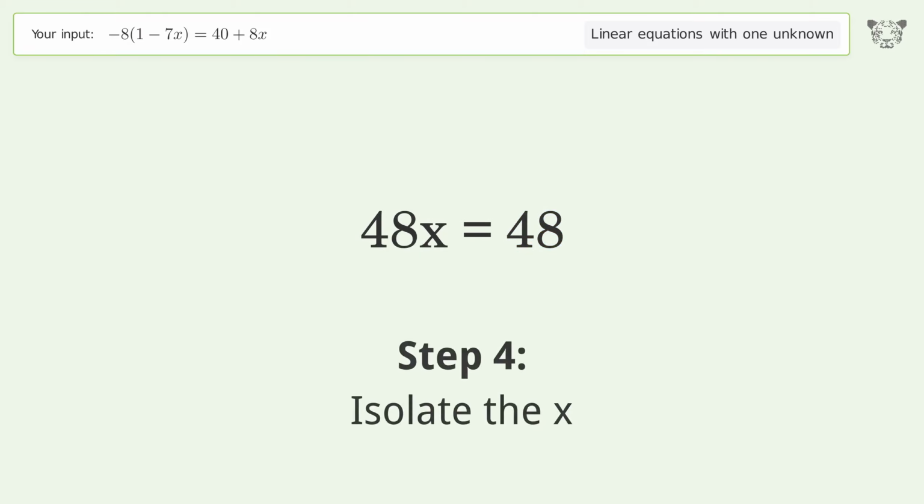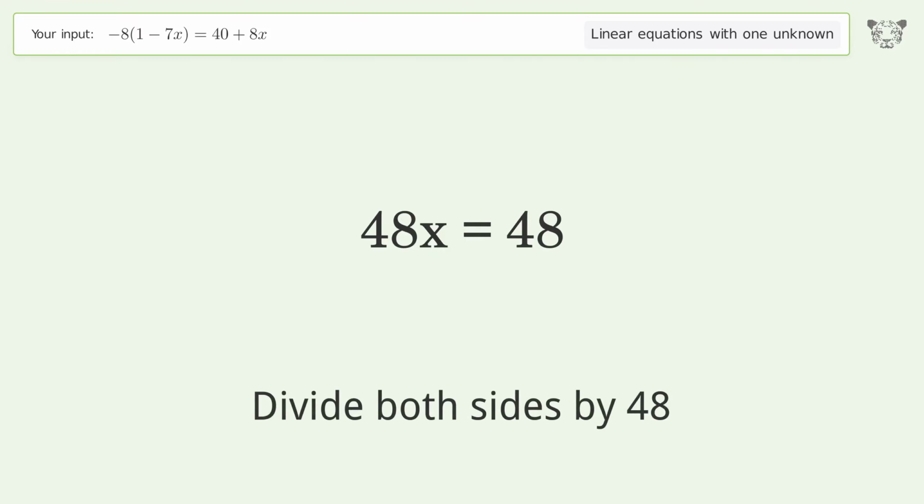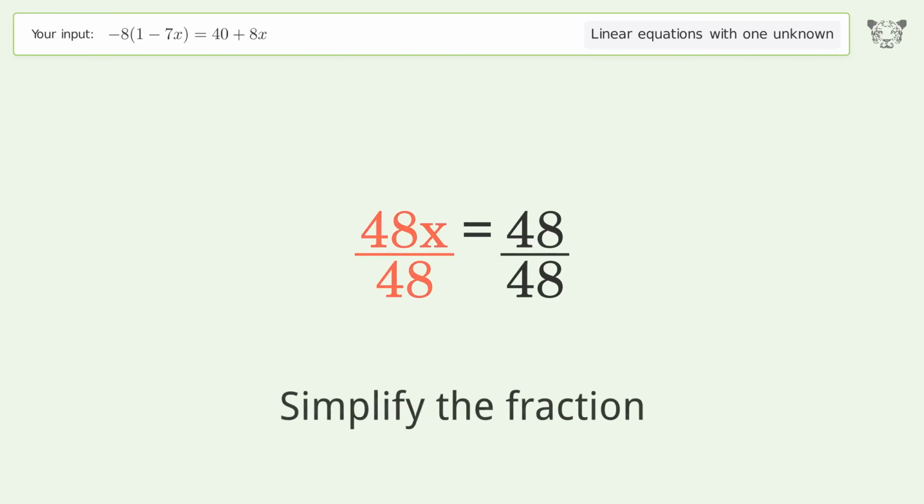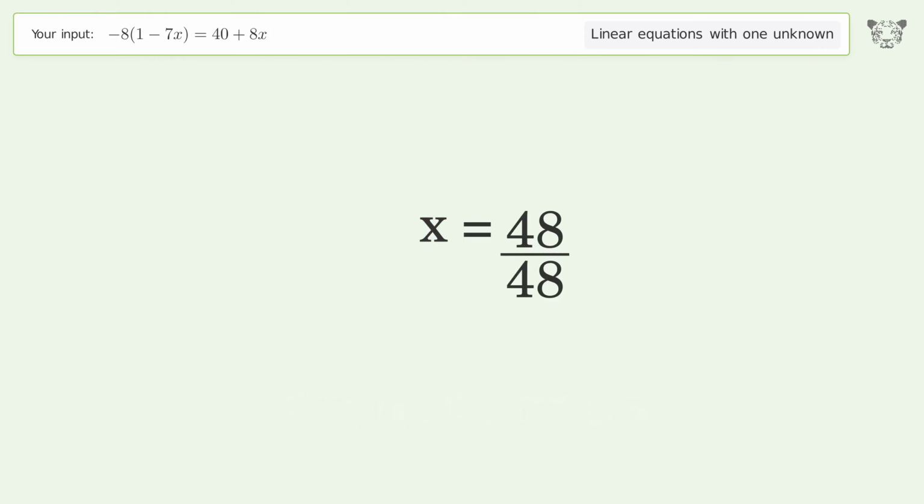Isolate the x. Divide both sides by 48. Simplify the fraction. And so the final result is x equals 1.